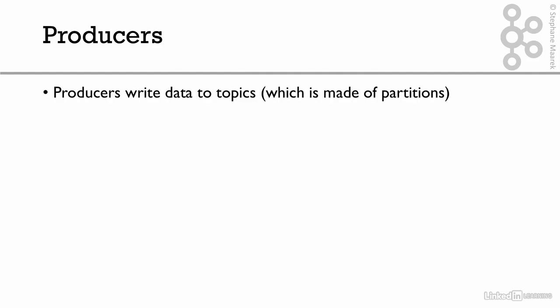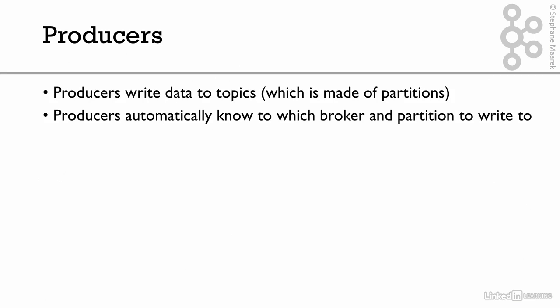Okay, so we know all about topics, we know all about brokers, we know about replication. But now, how do we get data into Kafka? Well, that's the role of a producer. Producers write data to topics, and the topics again are made of partitions.